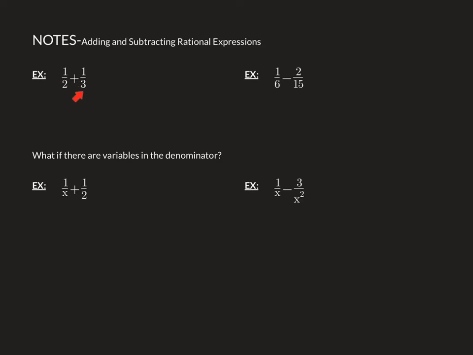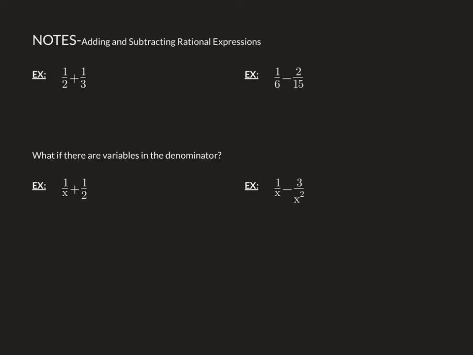So what does that look like to have a common denominator? Well, I'm going to start by looking to see if they have anything in common, meaning any factors together in common. So the factors of 2 are 2 and 1. The factors of 3 are 3 and 1. So other than 1, there's nothing in common between 2 and 3.